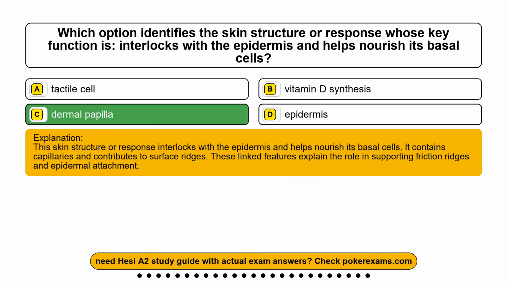This skin structure or response interlocks with the epidermis and helps nourish its basal cells. It contains capillaries and contributes to surface ridges. These linked features explain the role in supporting friction ridges and epidermal attachment.